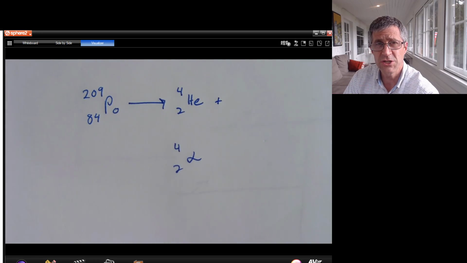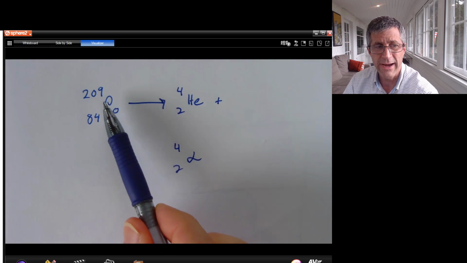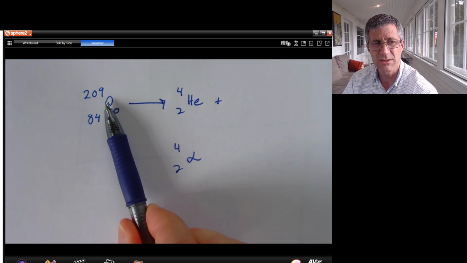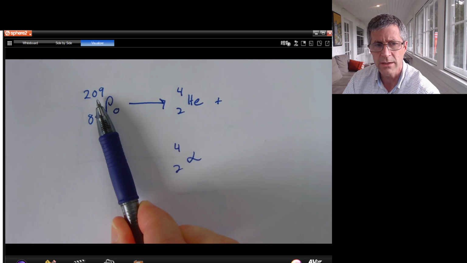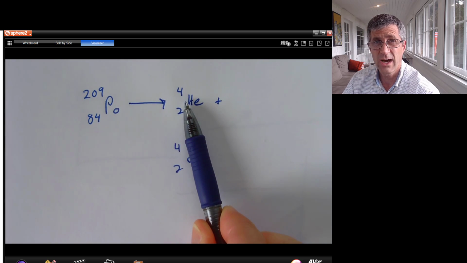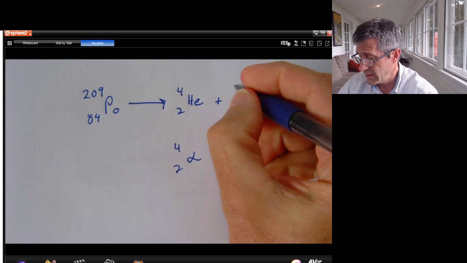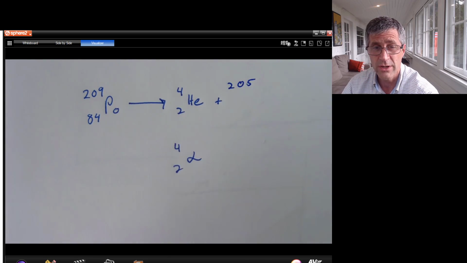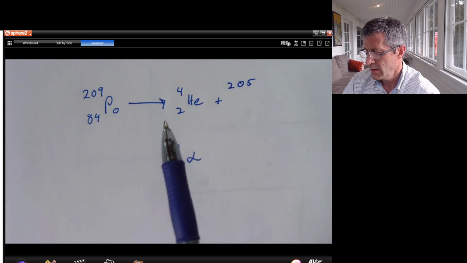We have two conservations that we're going to worry about. We're going to have conservation of mass. The number on top is the mass. I start out with a mass of 209. 4 of it gets thrown out of the nucleus, so I must be left with the remainder. Grab a calculator or do the math in your head. You'll end up with 205.